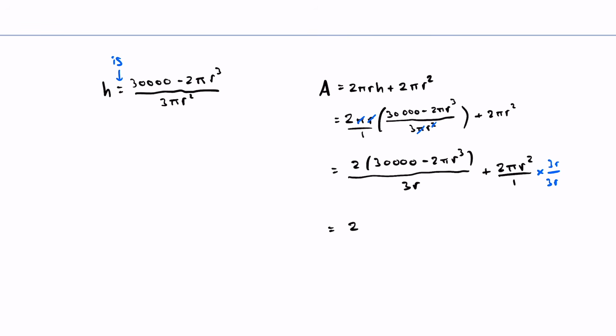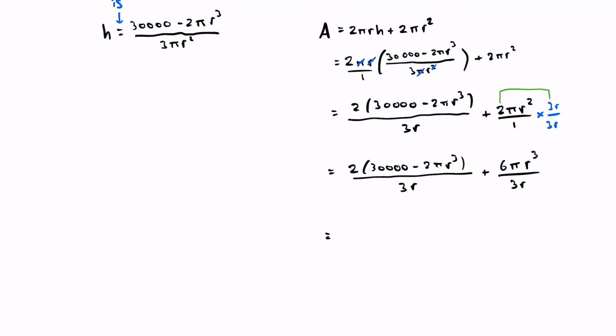2 times 30,000 minus 2 pi r cubed. And then this is going to be all over 3r. And now, grouping like terms, 2 times 3 is going to give us 6 pi. r squared is r times r, and then times another r, so it's going to be 6 pi r cubed. And then it's over 3r. Okay. We've got common denominators, so we can just add the numerators, essentially.